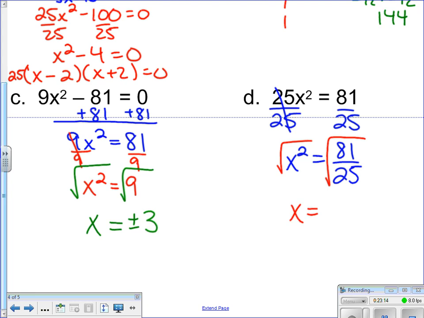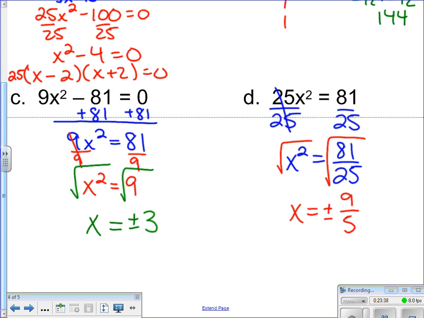Now, the reason I didn't divide and change it to a decimal is I knew I was going to take the square root in 2 seconds. The square root of 81 is 9. The square root of 25 is 5. So I'm going to write plus or minus 9 over 5, because the square root of 81 is plus or minus 9.